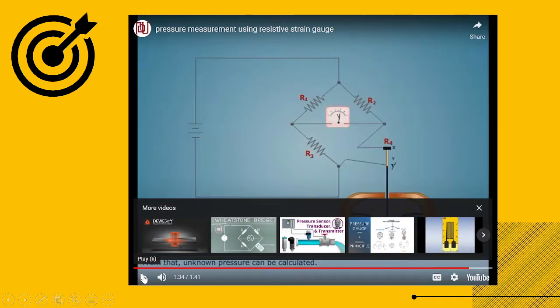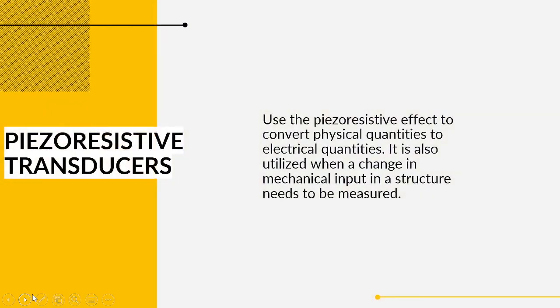So that's the mechanism and ways on how to compute pressure using a resistive strain gauge. The second device under electrical method is the piezoresistive transducers. It uses the piezoresistive effect to convert physical quantities to electrical quantities. It is also utilized when a change in mechanical input in a structure needs to be measured. The principal advantages of piezoresistive transducers are a much higher bridge voltage output and smaller size.